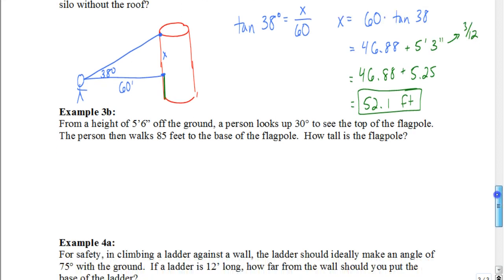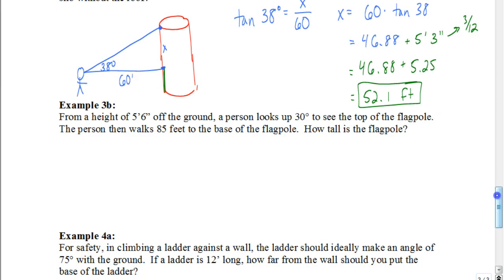Okay, I want you guys to try this one on your own. It says from a height of 5 feet 6 inches off the ground, a person looks up 30 degrees to see the top of the flagpole. The person then walks 85 feet to the base of the flagpole. How tall is the flagpole? So I want you guys to try this one on your own. So why don't you hit pause and hit play when you're ready to check to see if you have the correct answer.